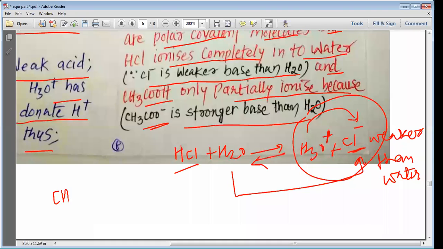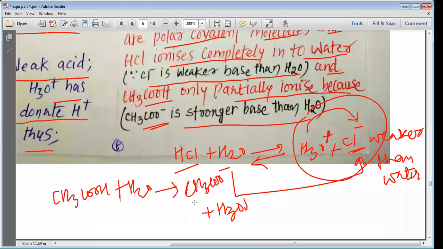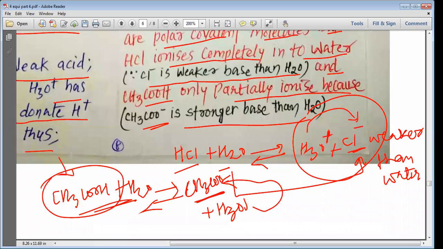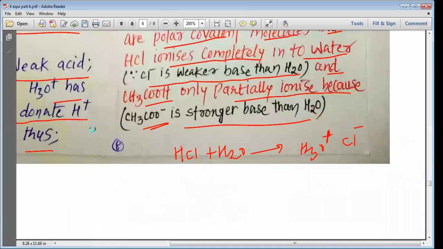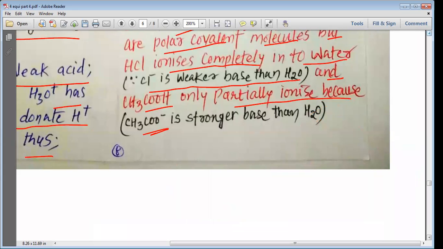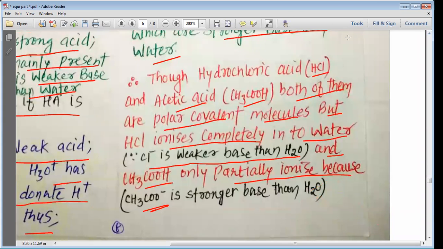But if you look at CH3COOH, my dear students, and if you add it to water, it will produce CH3COO minus and H3O plus. But here you can see that CH3COO minus is a strong base, and that is why it accepts the H plus from H3O plus and makes the equilibrium shift towards the reactant side, and that is why CH3COOH mainly remains undissociated in water, and that is why it is a weak acid. So this is a very important reason. If you are asked in the exam, please explain it in this manner, if you have HCl and CH3COOH.